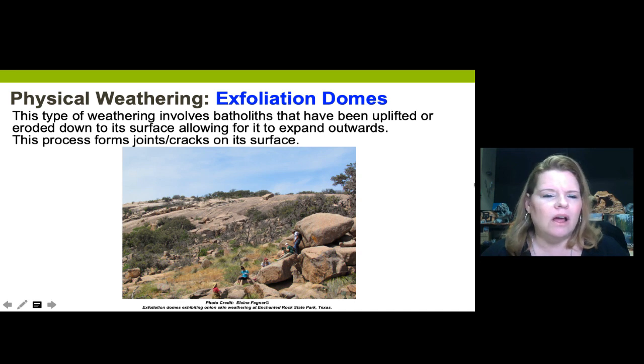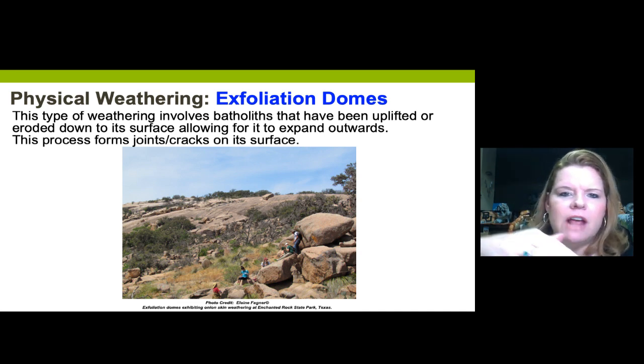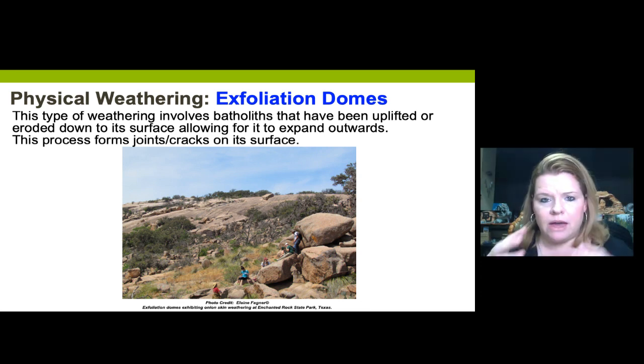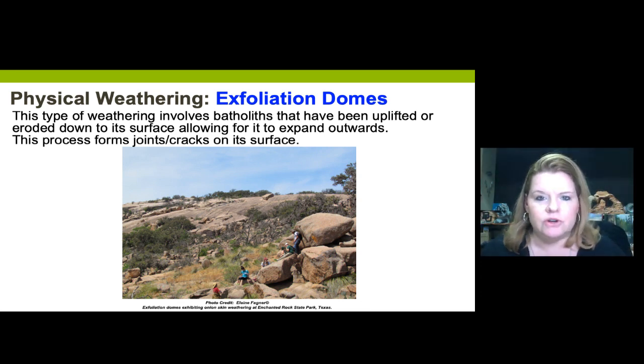So exfoliation domes deal primarily with granite, and the granite's been uplifted and/or the layers above it weathered down, and when that weight comes off of it, it causes it to crack at the surface, and then it can start weathering apart.